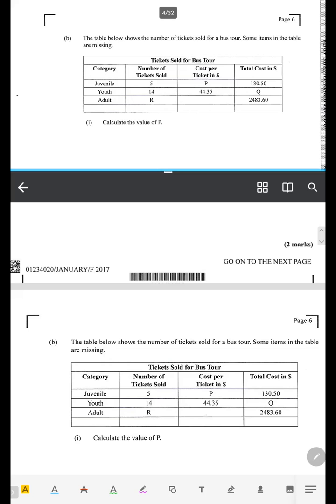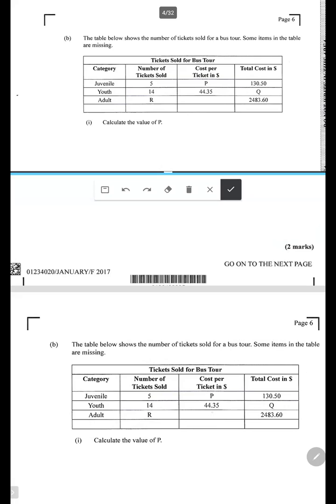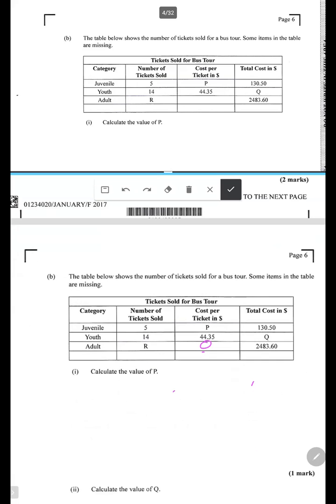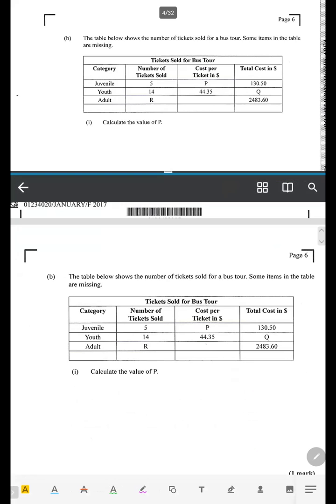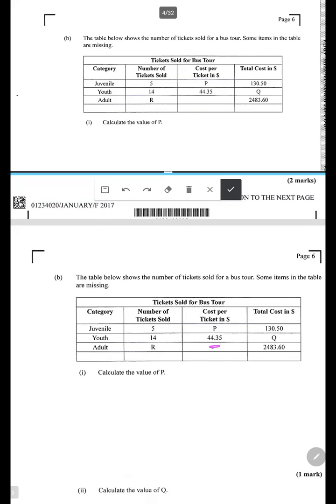All right, so there's no value here. There's no value here. Let's go again. There's no value here. Here, we don't know this value. We don't know this value. We don't know this value.